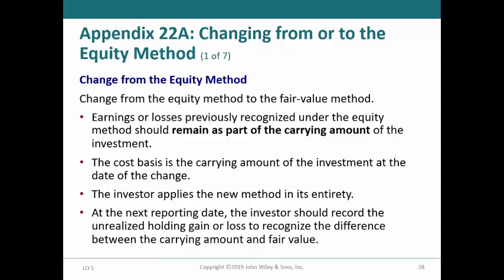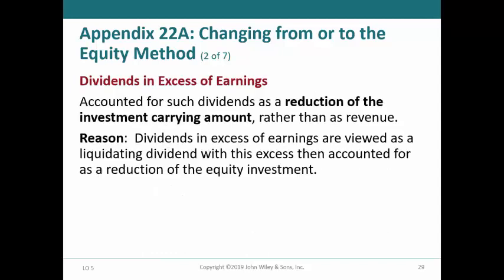One caveat that applies to changes from the equity method to the fair value method is the requirement to record dividends received from the investee in excess of the income that would be attributed to the company if the equity method was still being used. The dividends in excess of income are viewed as liquidating dividends, and these are required to be credited to the investment account rather than credited to dividend revenue.